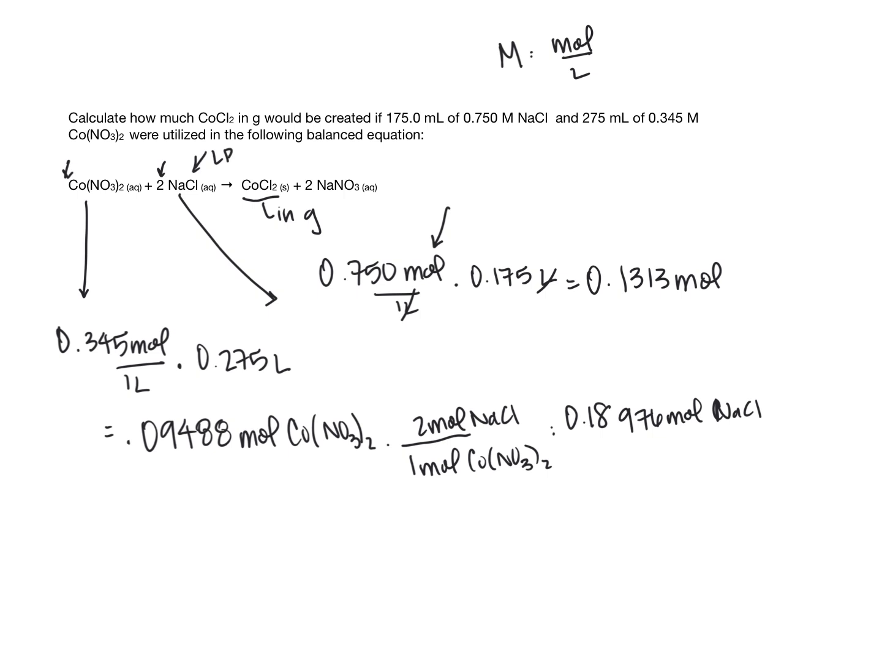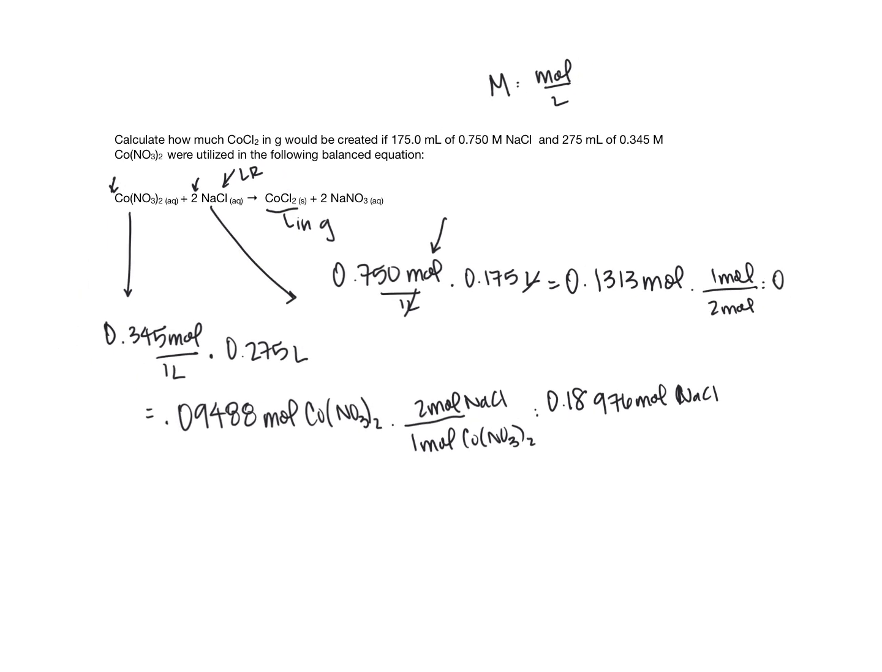limiting reactant. But if you had chosen to look at that one first, you would have divided by 2 moles for every 1 mole, and that would give you 0.06565 moles. And so you have more than that. So that tells us that sodium chloride is going to be our limiting reactant.